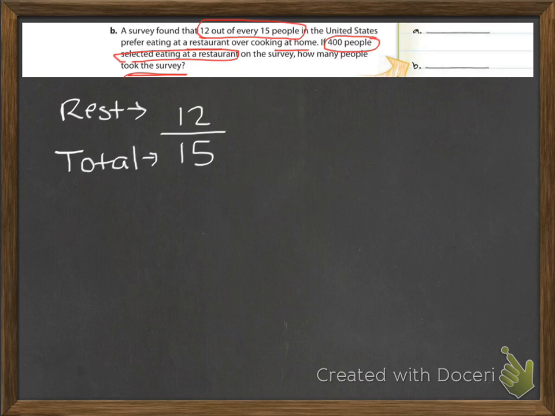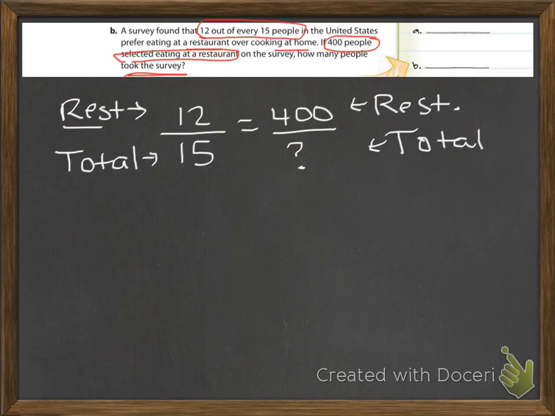That was my bad. All right, and then you want to look back up in the problem. It says 400 people selected eating at a restaurant. So that means that the 400 has to go on top because remember, we have to match it with where it is in the problem. So since restaurant's here, restaurant has to go here, okay? So let's go ahead and put that there. And then it says how many people took the survey. So that would be the total.